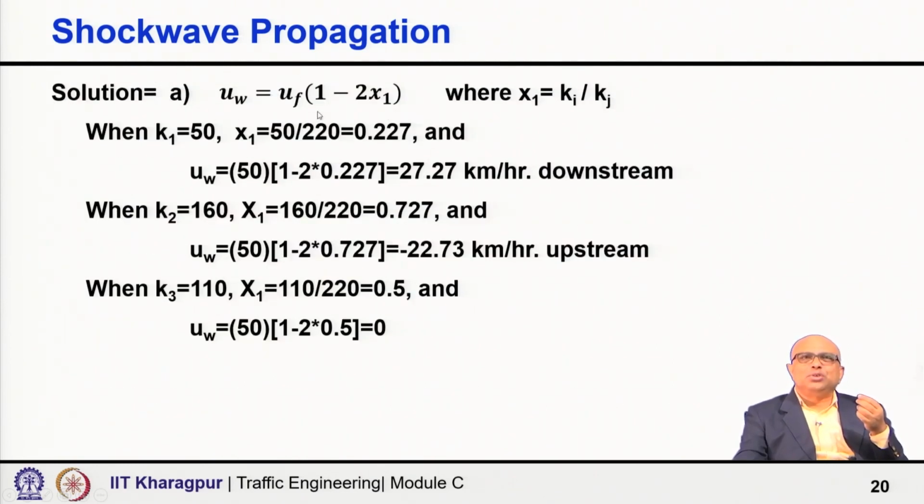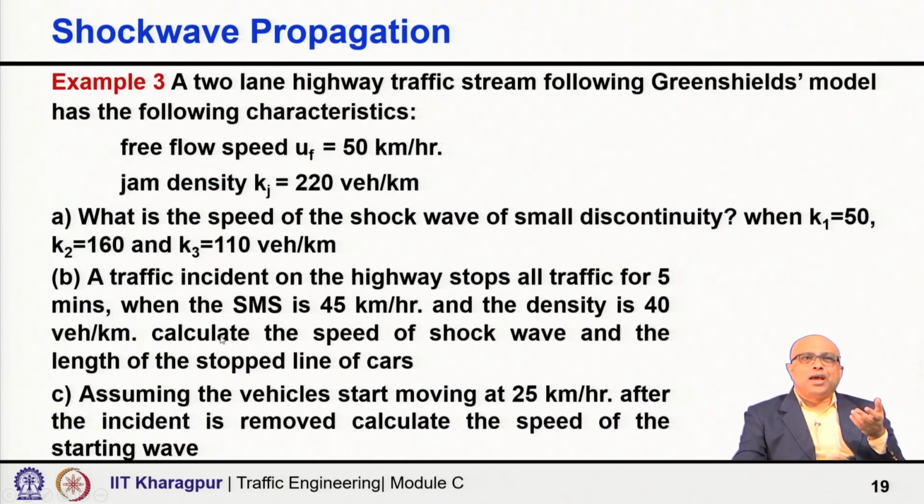So, we know that uw equal to uf into 1 minus 2x1. In that case, x1 and x2 are the same. So, put the value of k1 and the normalized value. What will be the value of x1 in this case? 50 by 220, in this case 160 by 220, in the third case 110 by 220, and you can straightaway calculate the corresponding value of the speed of the shock wave, right. So, that you can get.